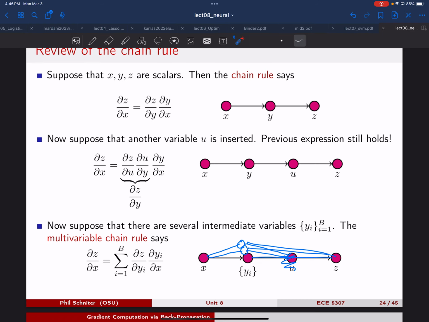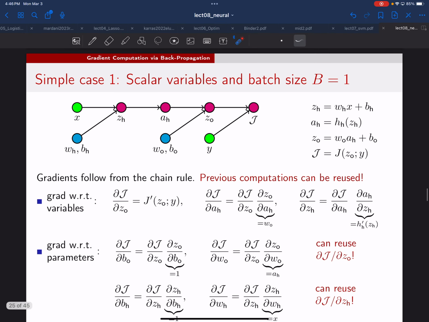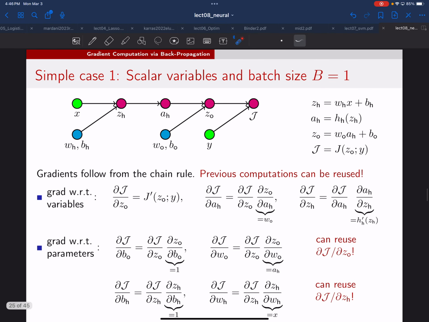Okay, so now that we have all that together, we can apply that to our neural network. But we're going to start with the simplest possible case where all the variables are scalars and the batch size is 1. So in reality, a number of these things are vectors or matrices, and we have a batch of size b that's greater than 1, but just for now, let's see what happens in the simplest case.